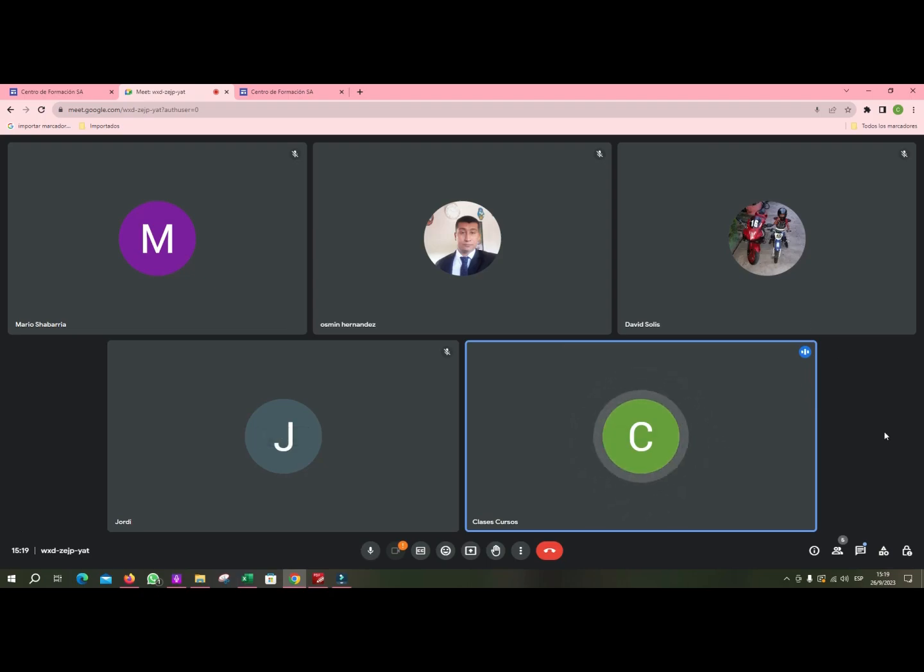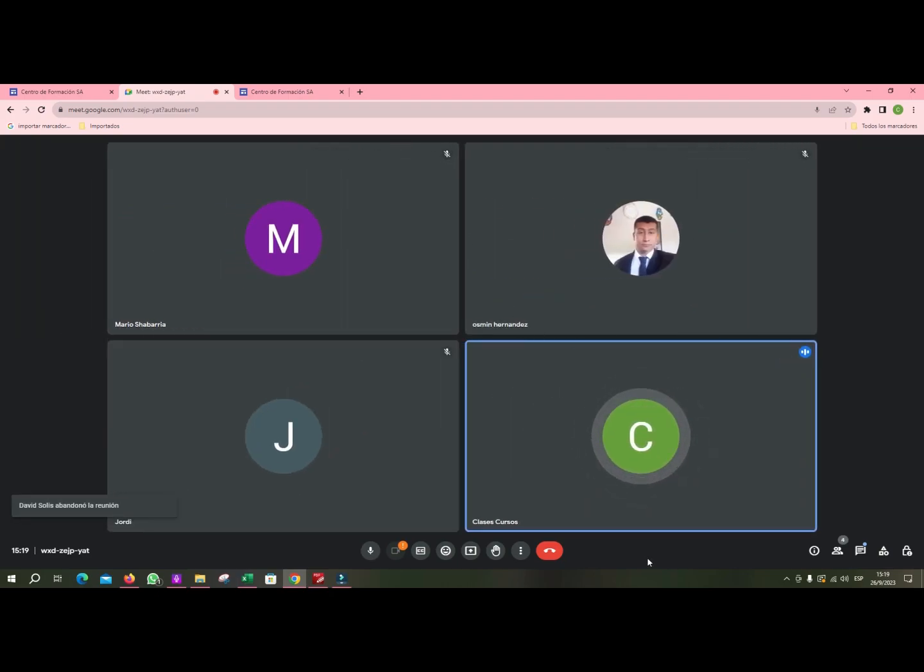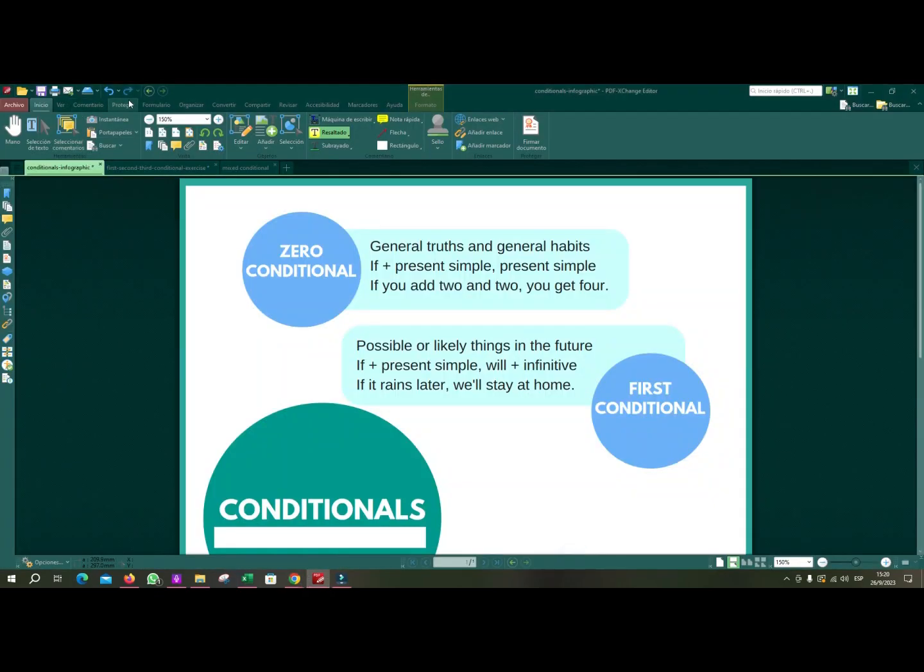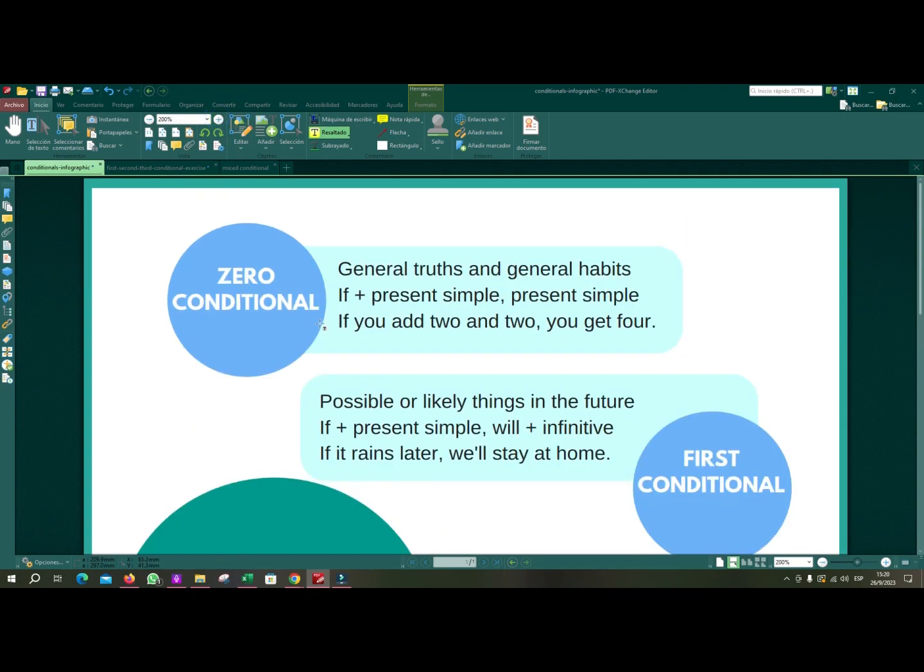So, today we're going to make a review about the zero, the first, the second and also the third conditionals. So, let's make that review. If you remember last class, we were studying the third conditional, right? Here you have it, right? And the first is the zero conditional.